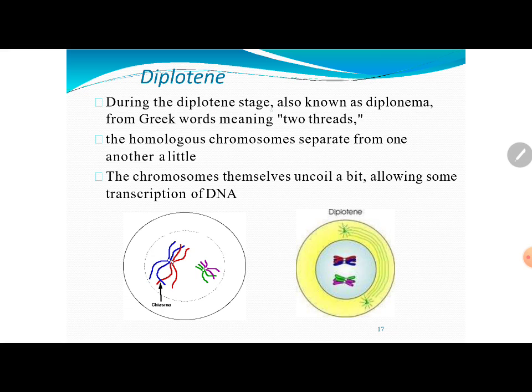During the diplotene stage, also known as diplonema, from Greek words meaning two threads, the homologous chromosomes separate from one another a little. The chromosomes themselves uncoil a bit, allowing some transcription of DNA. You can see the crossing over in this part. It's called chiasma. And this is not necessarily at only one point. It can occur at multiple points, any point.